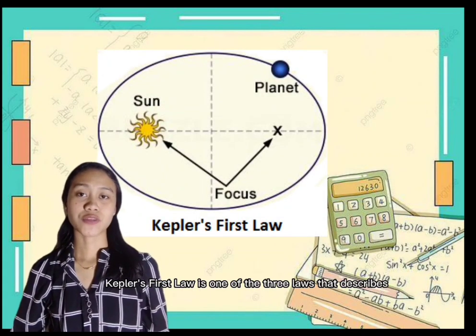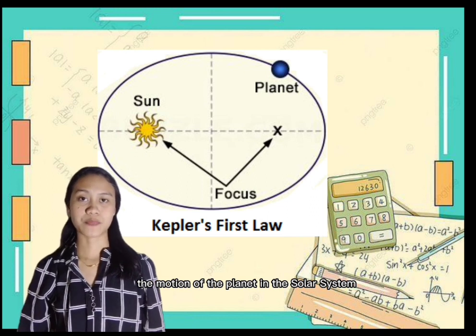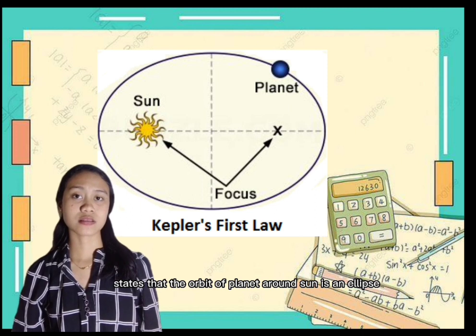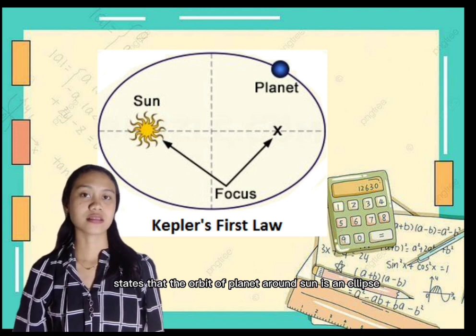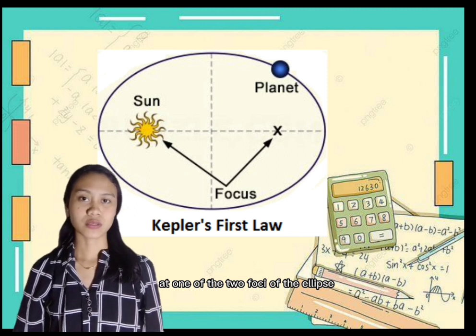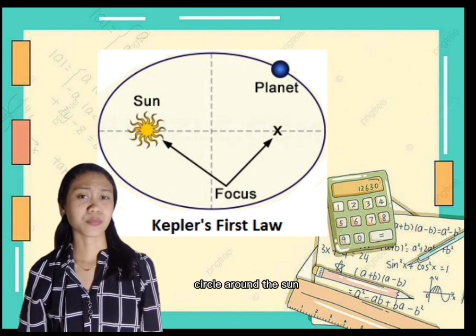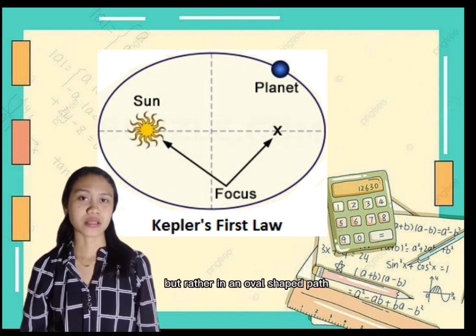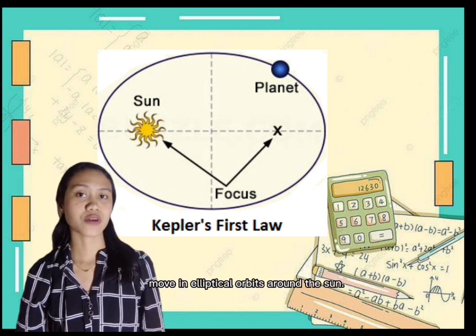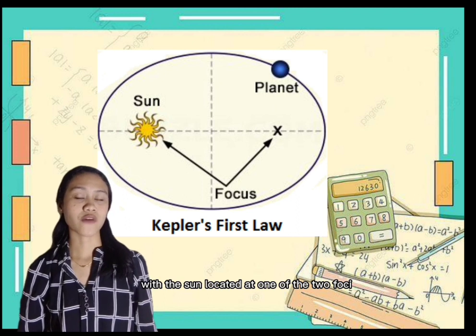Kepler's first law is one of the three laws that describe the motion of a planet in the solar system. Kepler's first law, also known as the law of orbits, states that the orbit of a planet around the sun is an ellipse, with the sun at one of the two foci of the ellipse. This means that the planet will not move in a perfect circle around the Sun, but rather in an oval-shaped path. It states that all planets move in elliptical orbits around the Sun, with the Sun located at one of the two foci of the ellipse.